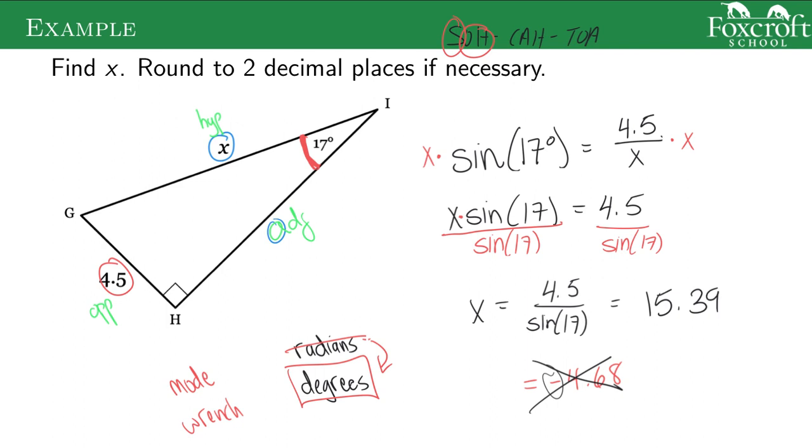And that makes a lot more sense because it's a positive number. All right, so that is our answer for that missing side when we do the trig function correctly.